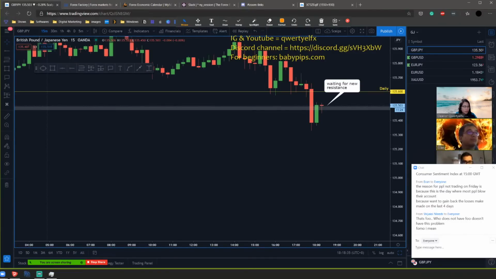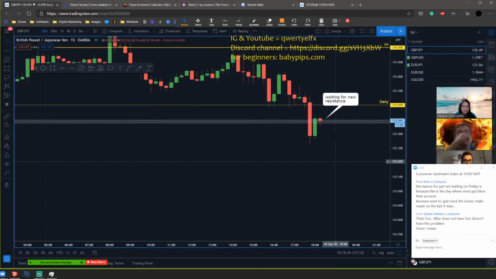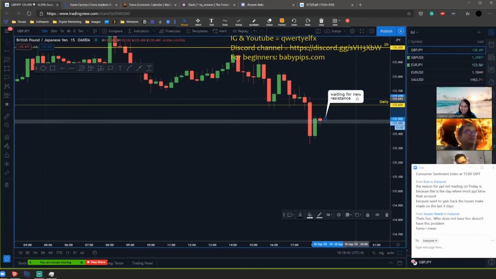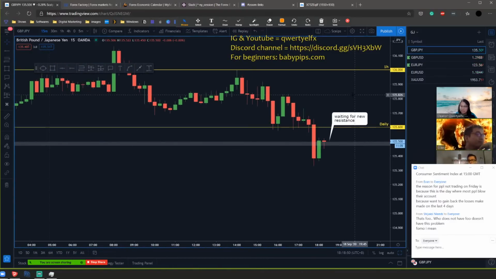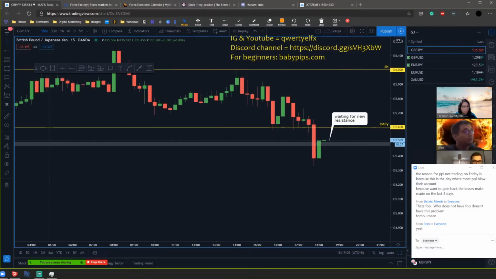If we close back in the range, wouldn't it be a fake out to take buys? Yes, technically. But we don't want that to happen. It's more likely it should come down because of lower highs being created. I'm in GJ sell, sold it at 135,800. Okay, nice.